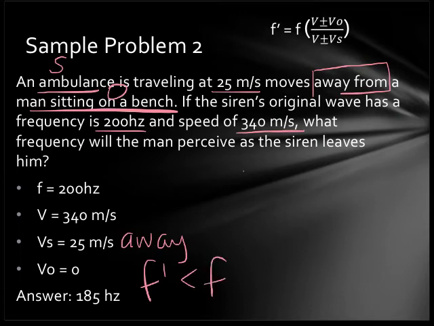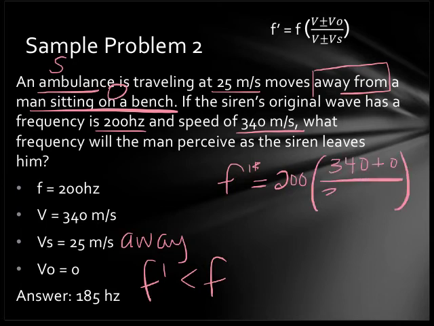So when we plug that into our equation, f prime, forgot the second line there, is 200 times 340 plus 0 over 340, and this time we want the denominator to be bigger than the numerator, so it ends up being less than 1, so we're going to add the 25 this time. If you do that and plug it into the calculator, you should get around 185 hertz.